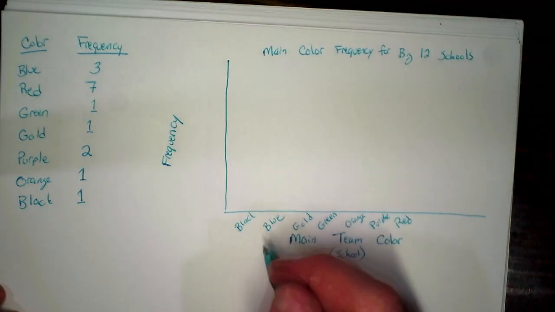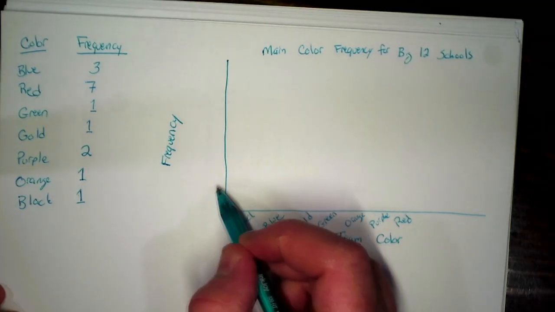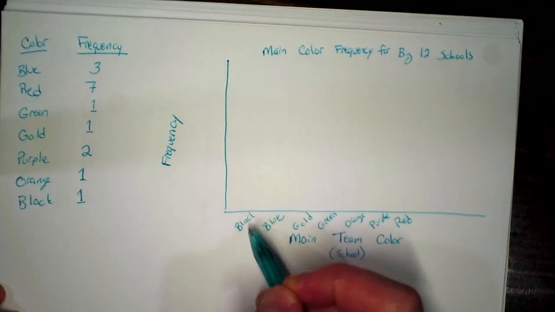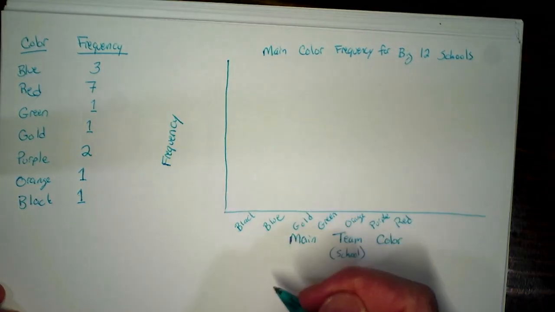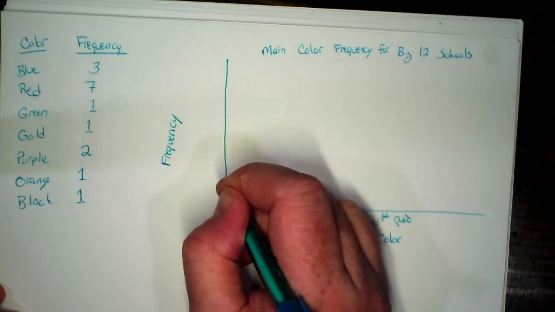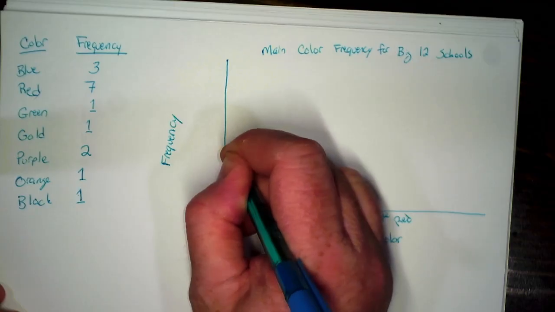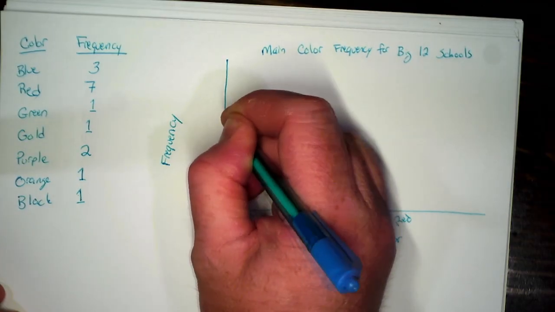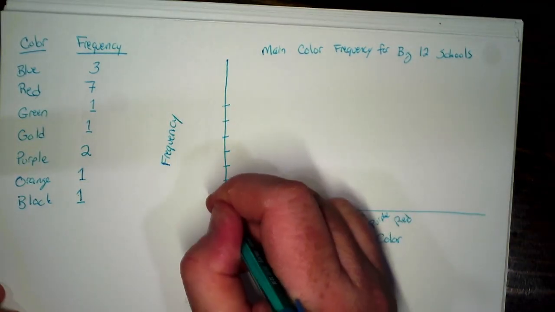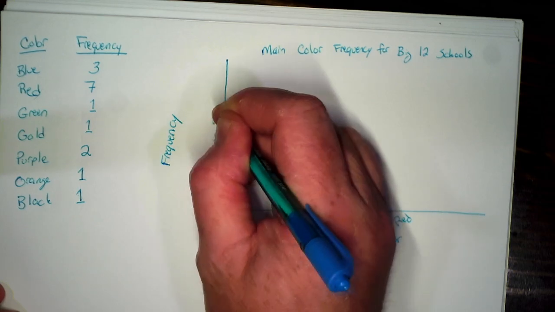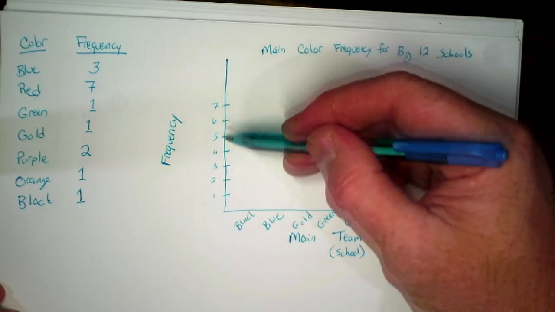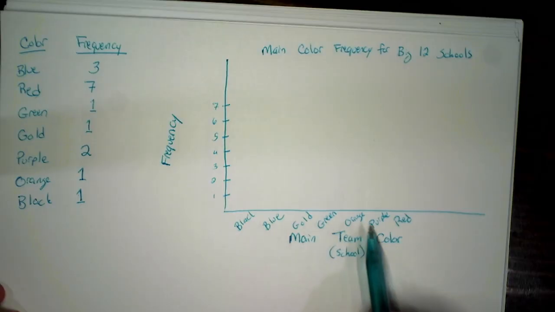Now, in order for us to put our bars here, we need to know what our scale for frequency is. And if we look down the list here, our highest frequency was 7. So I need to leave enough room so that I can at least go up 7 ticks if I'm counting by ones. So 1, 2, 3, 4, 5, 6, 7. Notice things are evenly spaced here, and they should be evenly spaced across the bottom as well.